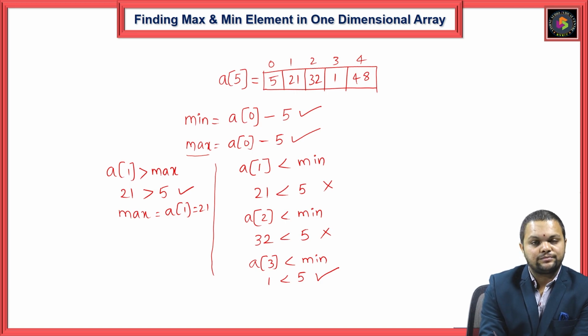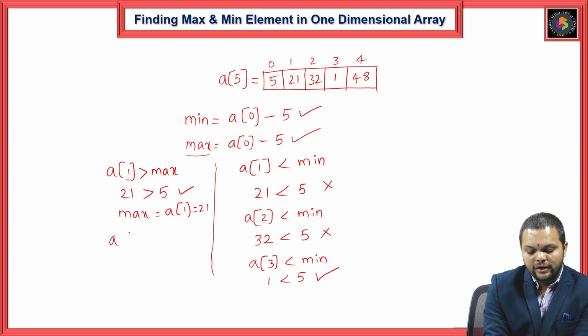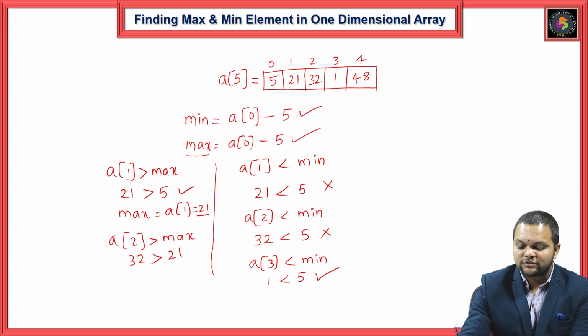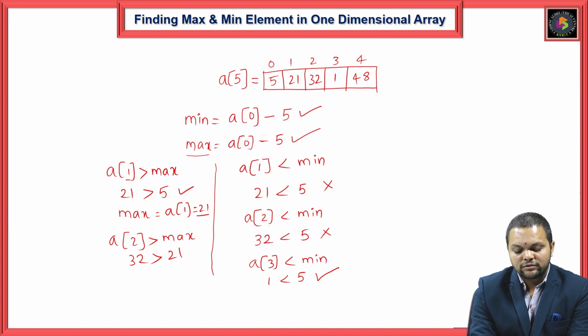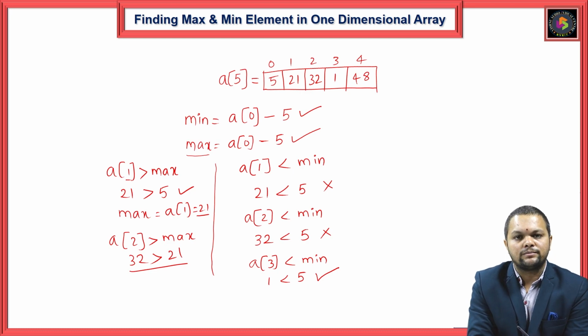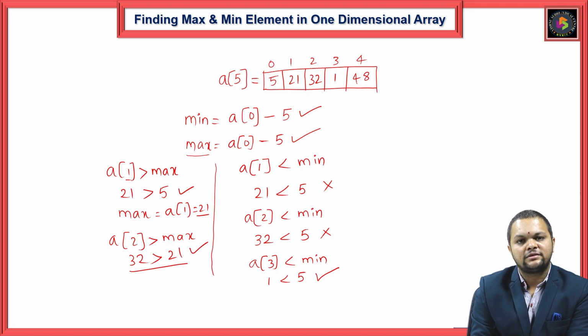In the next iteration, the value of this one will be increased. So this will be a of 2, the iteration value. A of 2 is greater than max. A of 2 is holding 32, and max is holding 21. Previously max was holding 5. Now the max value is changed to 21. So a of 2 is greater than max. 32 is greater than 21. Yes, again the condition is satisfied.